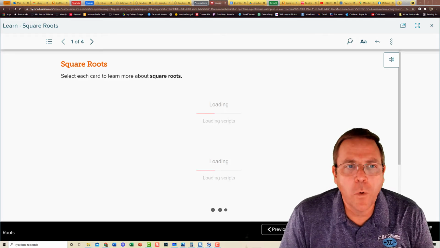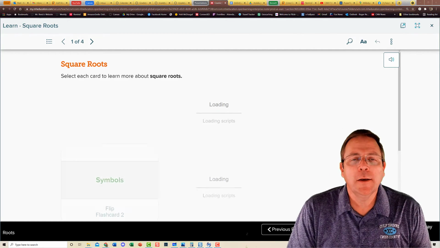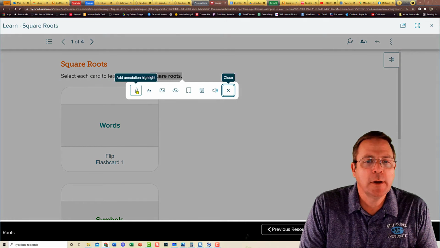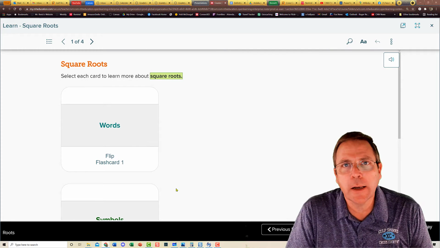I think that's enough inquiry for right now. It's time that we get in here and actually start learning some stuff. So the first thing we want to learn about is the square root, and the definition is going to be down there in the flip card, but we're going to go ahead and highlight the word.